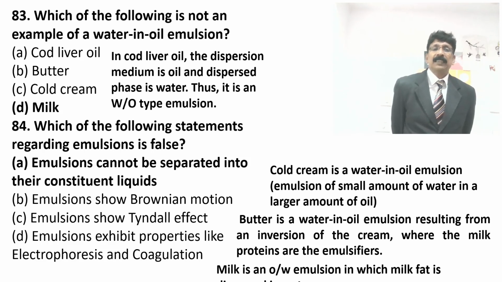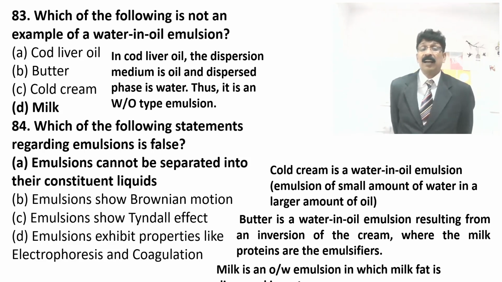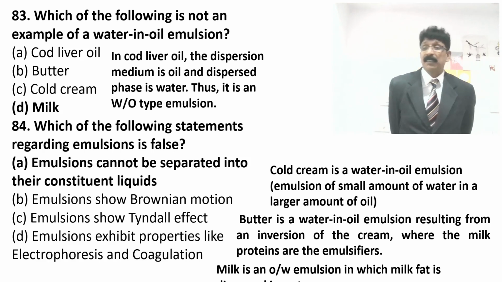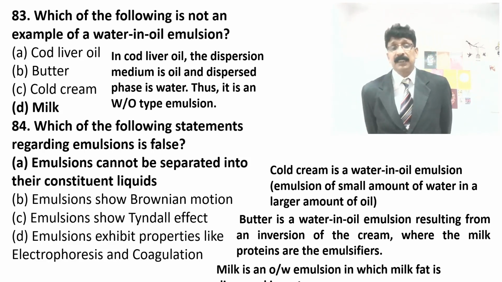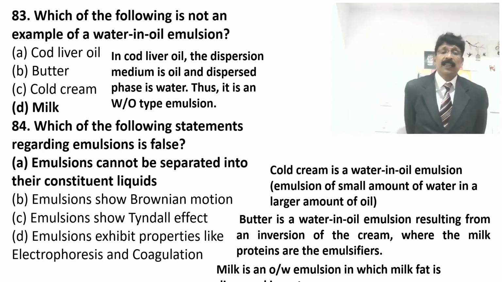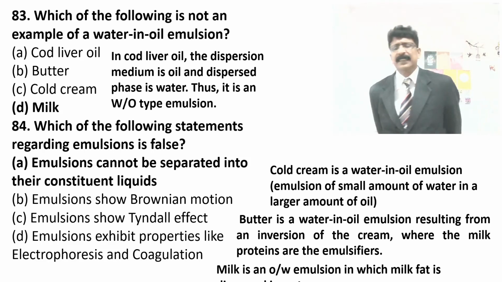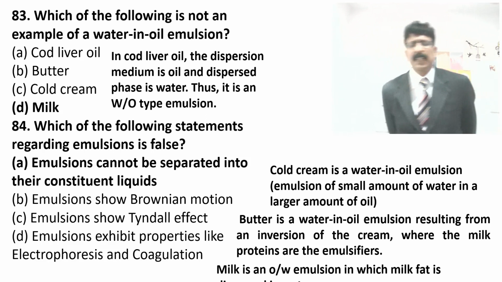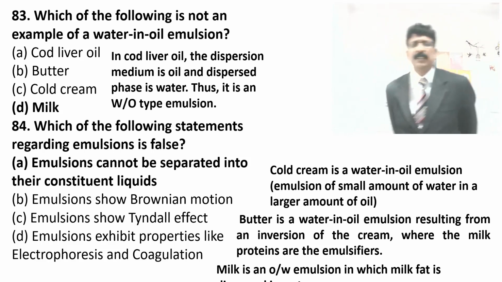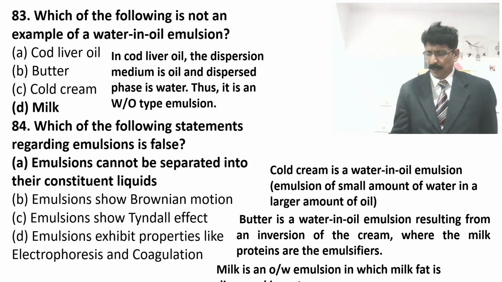That is the statement which is, we can say, false, because it can be separated. It will be separated. So the other statements, that emulsion shows Brownian motion, are correct. The emulsion statement is okay. And emulsion exhibits properties of electrophoresis because there is conduction, movement of particles, coagulation, all these things are there. So that is very important to be remembered by the student.